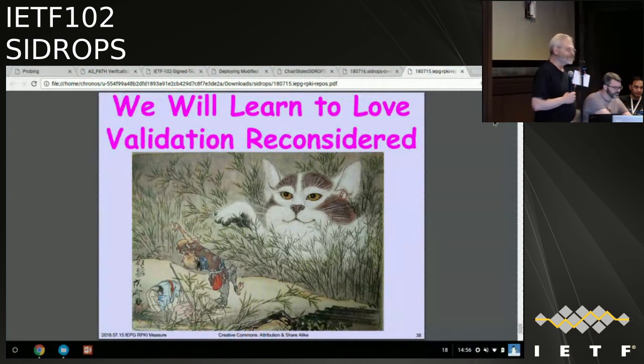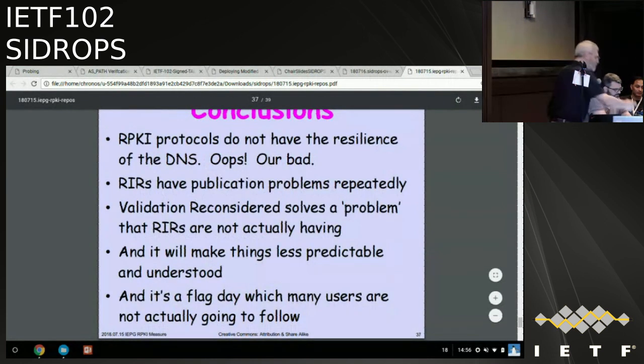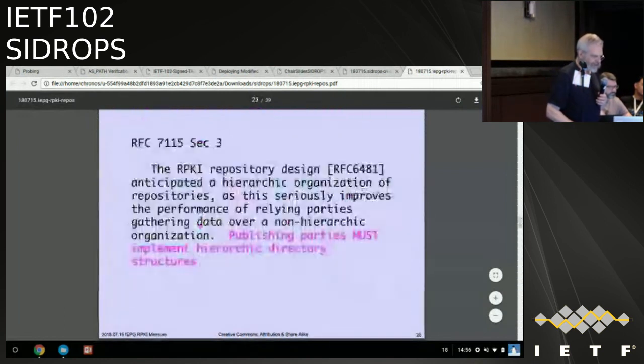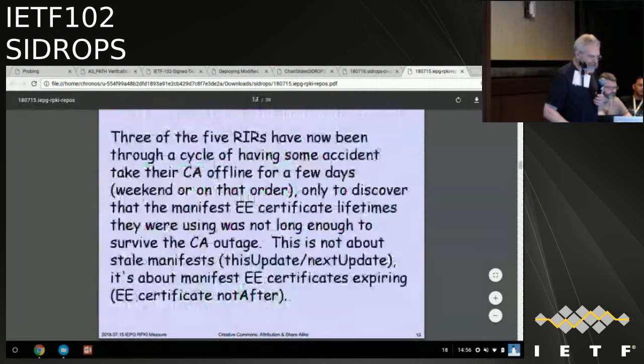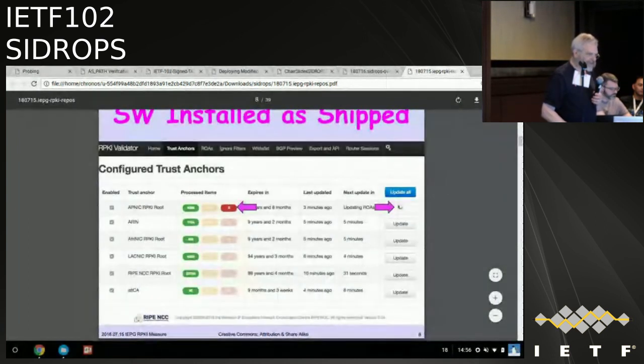Can you go back to the third slide? Third slide. That one.